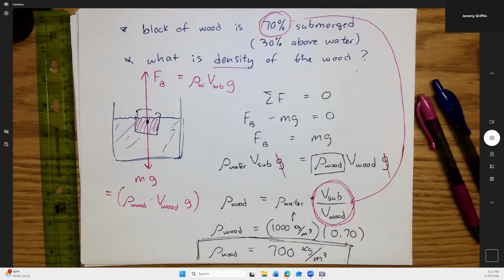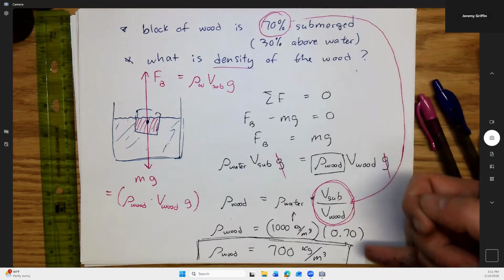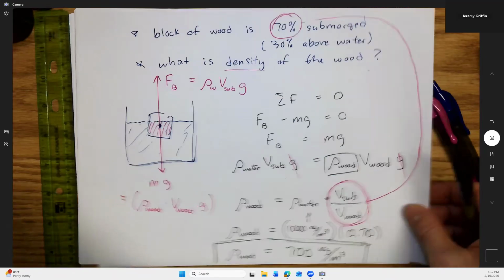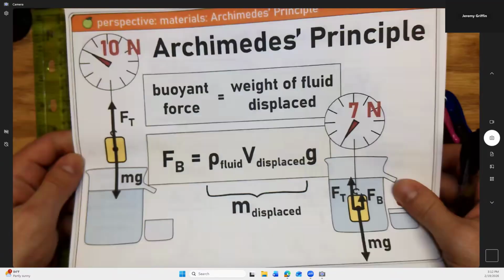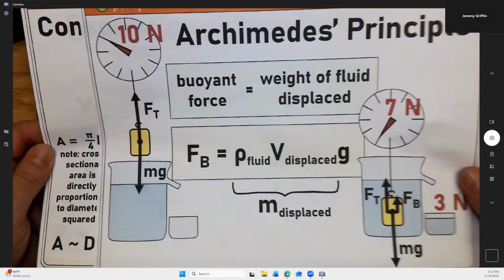And once you see this particular question enough times, you say, okay, 70% submerged, 70% the density. All right, you guys go with the blocks of wood. Ready for that question tomorrow? So that also incorporated this. That was also an application of Archimedes' principle, of course.